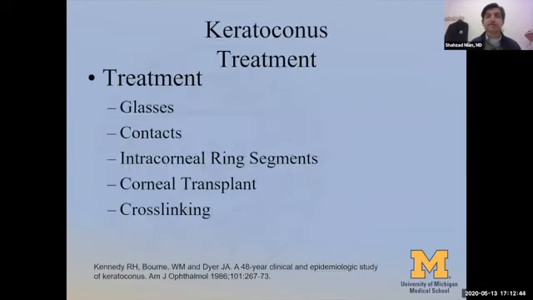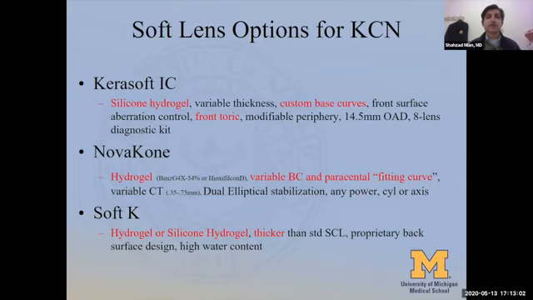So how is ectasia treated? Well, traditionally, keratoconus and ectasia is treated primarily with glasses in many patients when we can. However, with progression, this is not possible and patients require some form of contact lenses, but there are surgical methods that can be used to manage keratoconus.